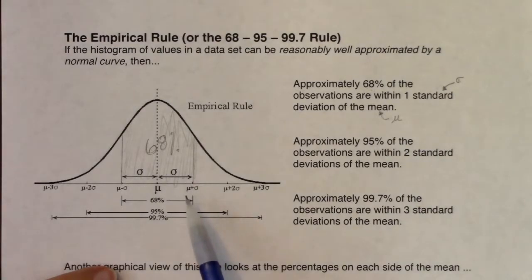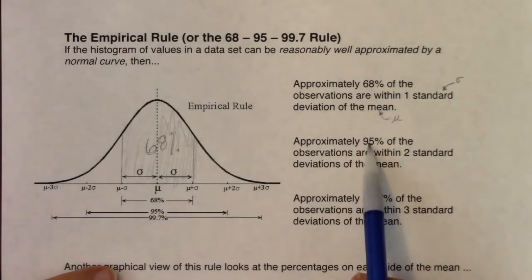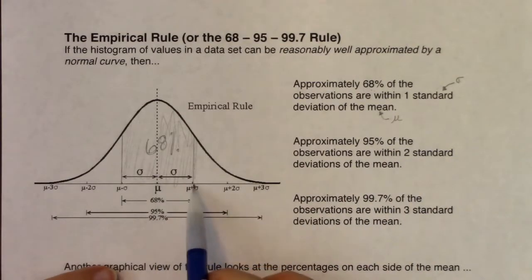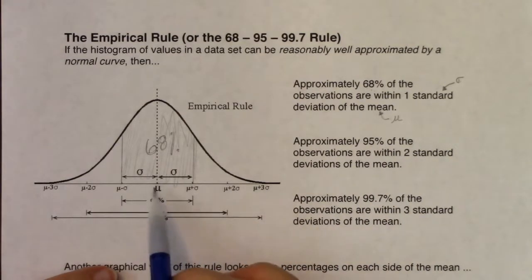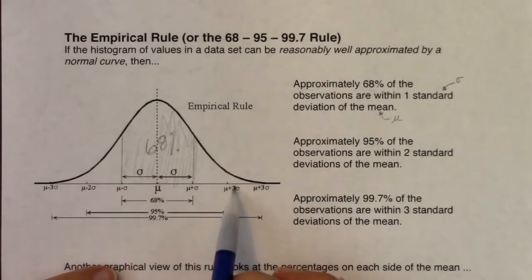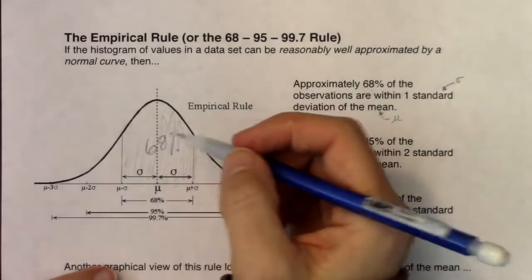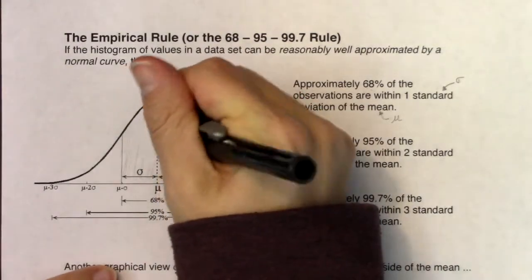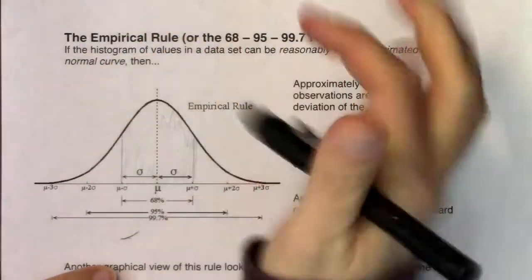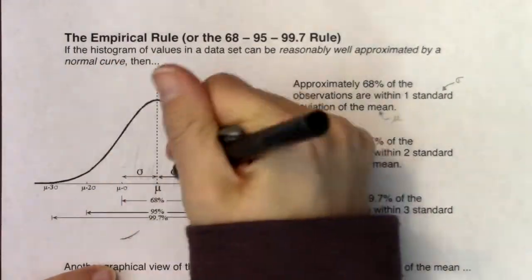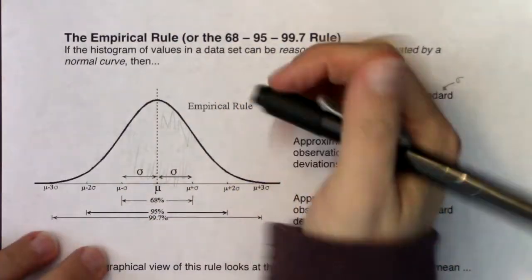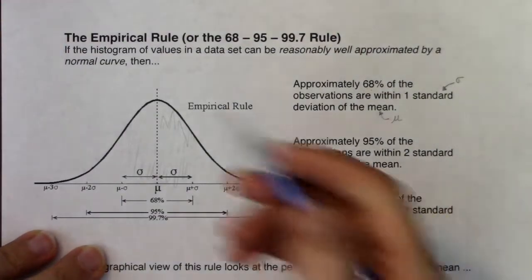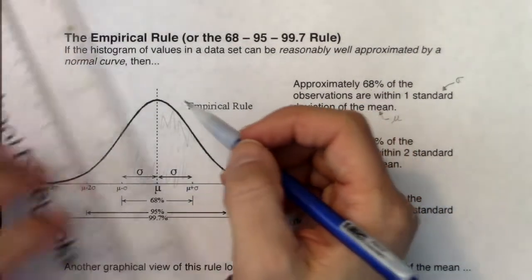68% of them do. Now if you were to go two standard deviations out in either direction, so if you start from the mean and you go 1, 2 up and 1, 2 back, or you can say 2 above and 2 below. Let me again erase this. We're going to erase this a few times. But if I were to go 2 up and 2 below from the mean, approximately 95% of my observations are within two standard deviations of the mean.